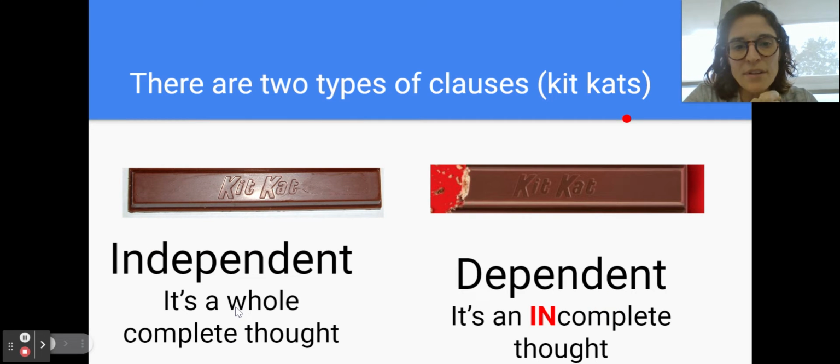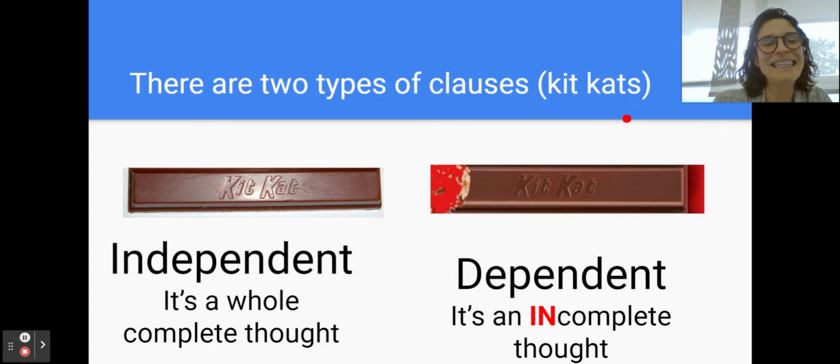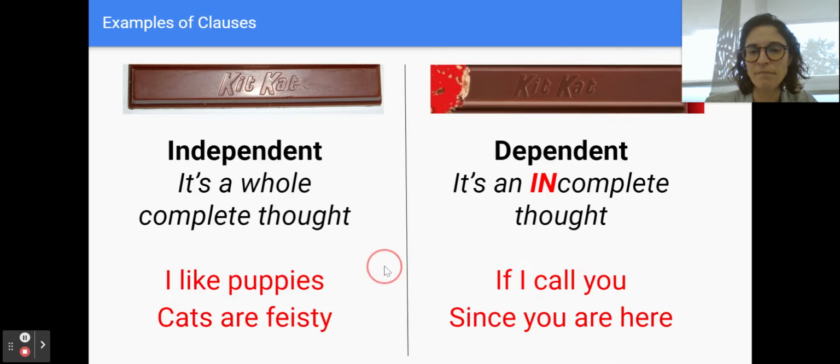So there are actually two types of clauses or Kit Kats. There's independent, a complete thought. Could stand alone. Here, I'm going to break you off a piece of Kit Kat and give it to you. Thank you. I would accept that. Then there's a dependent clause, which is an incomplete thought. Do you see that, Kit Kat? It's not complete. If you gave that to me, I'd be like, there's something missing here. And I have a different feeling about accepting that for a snack.